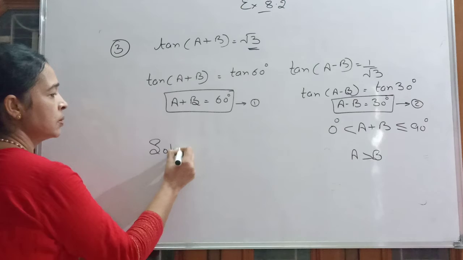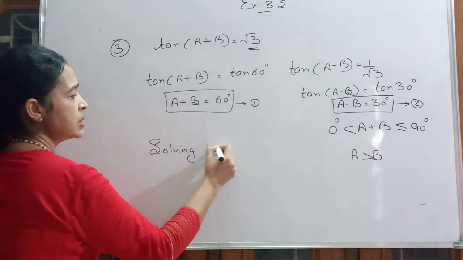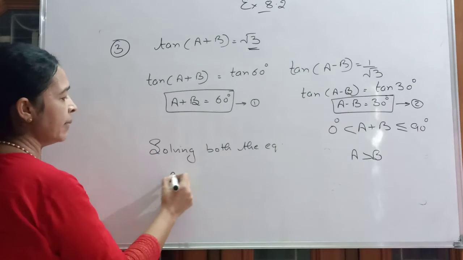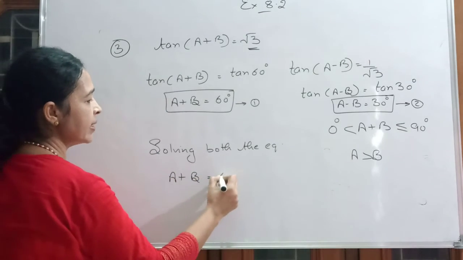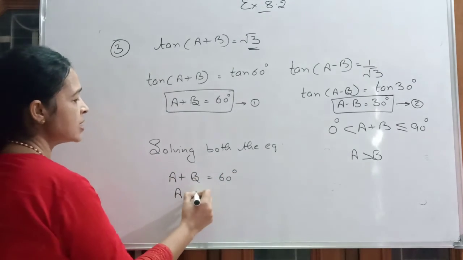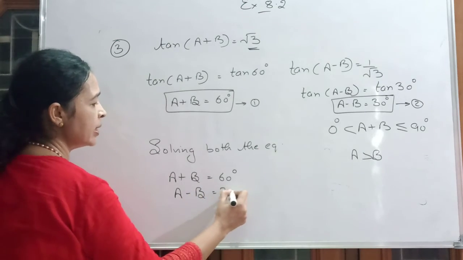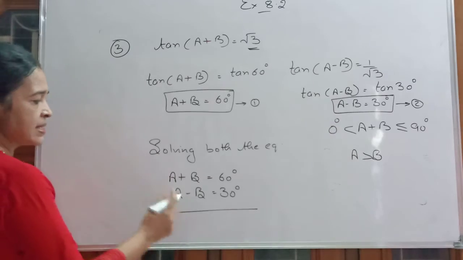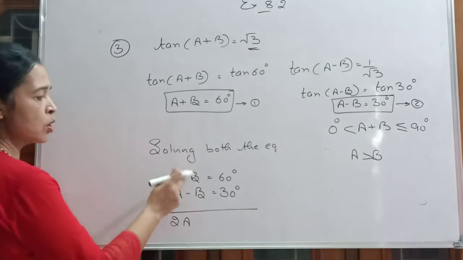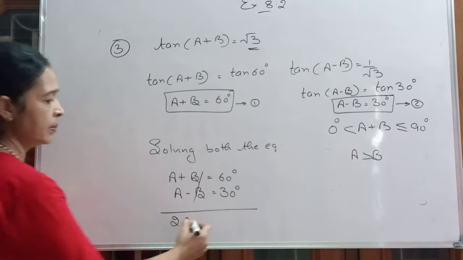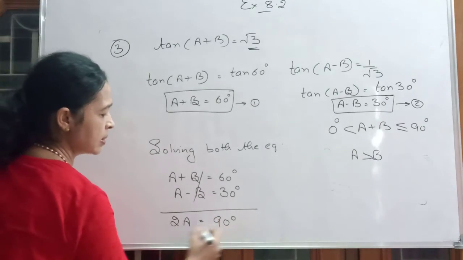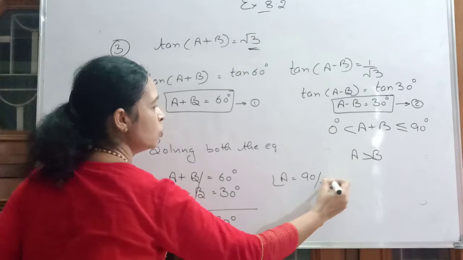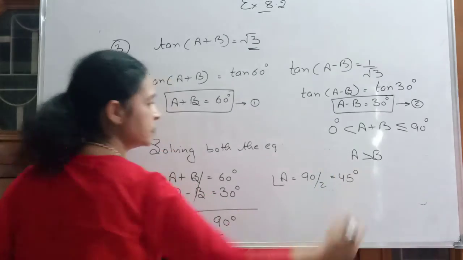On solving both the equations, what will we get? A plus B equals to 60 degrees. A minus B equals to 30 degrees. We are adding both the equations. A plus A, 2A. B is positive and negative, cancel them. Equals to 90 degrees. What is angle A? 90 by 2, 45 degrees.